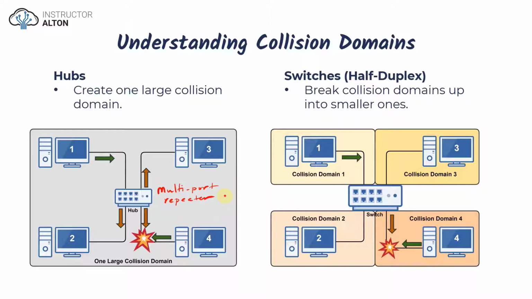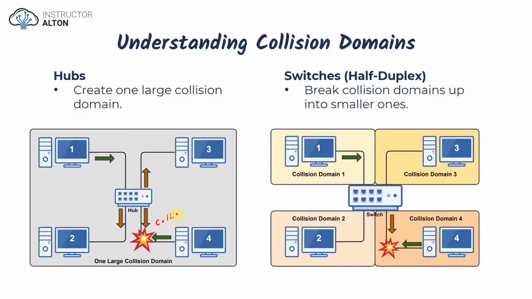So for example, computer 1 here, sending some data over onto the network. Well, it's going to go out this port to this device. It's going to go out this one to this device. It's going to go out this one to this device. And any other device on the network that's connected to it, it's going to go out all those other ports. Same thing with number 4. If number 4 is trying to send data at the same time as number 1, what you're going to get is a collision that we see right here.